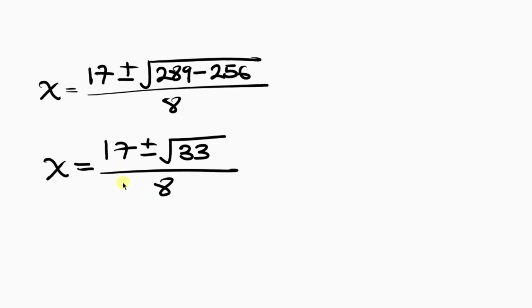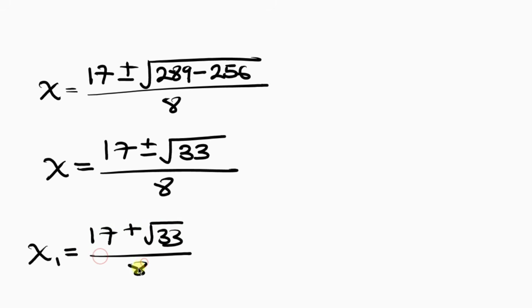So we have two values of x on here, which are the first value of x is 17 plus the square root of 33 all over 8, while the second value of x is 17 minus the square root of 33 all over 8. Very good.